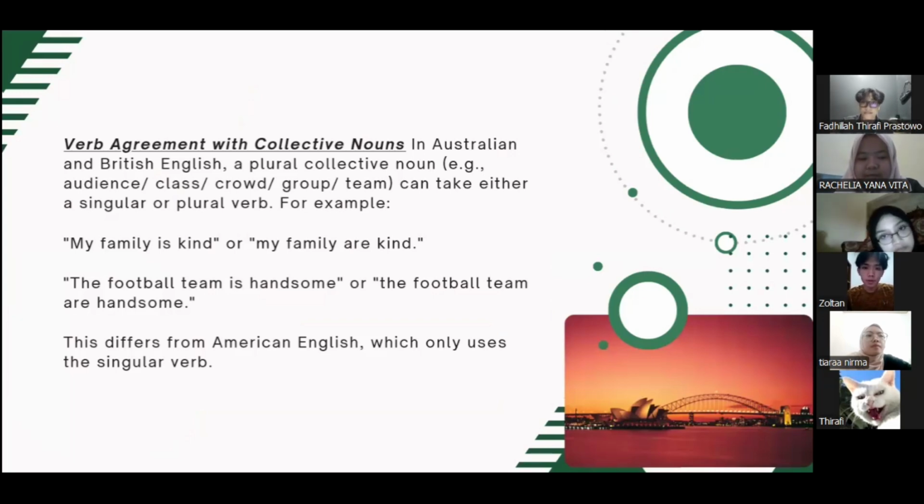Verb agreement with collective nouns. In Australian and British English, a collective noun, for example audience, class, crowd, group, or team, can take either a singular or plural verb. For example, my family is kind, or my family are kind. The football team is handsome, or the football team are handsome. This differs from American English, which only uses the singular verb.